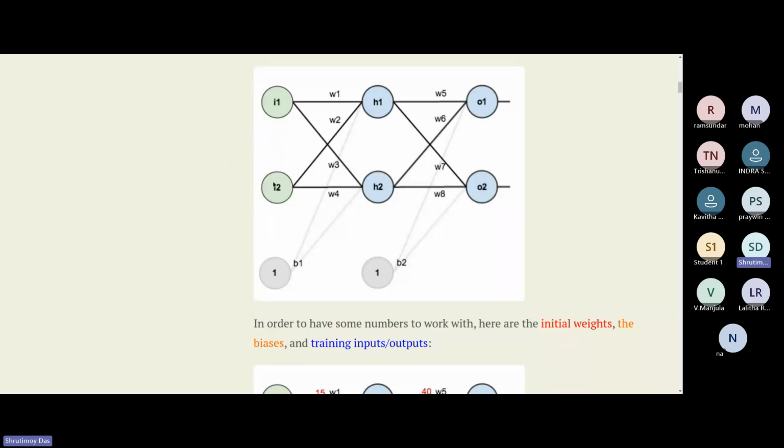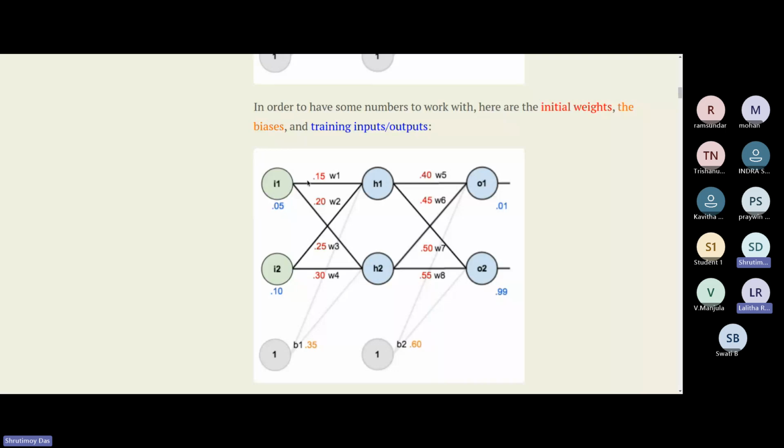These greens are your input neurons. I'm taking this from this website, mathmeasure.com. Then there is a hidden layer and there are the output weights, and you have some sets of biases here. Now let us say we initialize it to some weights, say W1 is 0.15, W2 is 0.20, and so on. And using this, you get some output here.